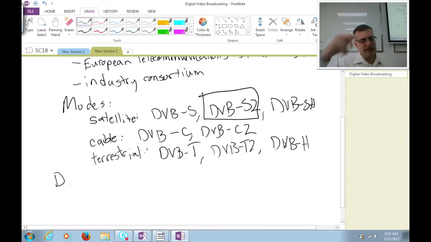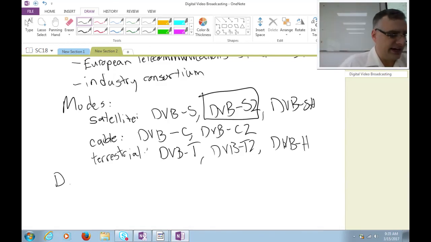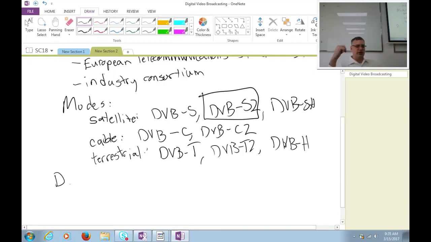Now, if you think about it, it makes sense that we have different standards for these different media, right? Because the satellite channel is very different from the cable TV channel, which is very different from broadcasting in the open air terrestrial ways. What are the ways that you think terrestrial, cable, and satellite differ from one another? Can anybody think of some ways that they differ from one another that would affect why you would change your standard? Start thinking like systems engineers now.